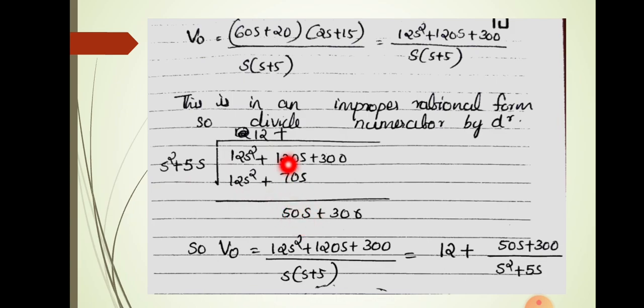So finally you will get a quotient of 12. This 12 is an independent constant. So 12 plus what is the remainder? That is 50S plus 300. So 50S plus 300 divided by S square plus 5S. So this is the form, which is in the proper rational form. You can see that here the numerator has order 1 and the denominator has order 2. So you can easily apply the partial fraction expansion method for this term.